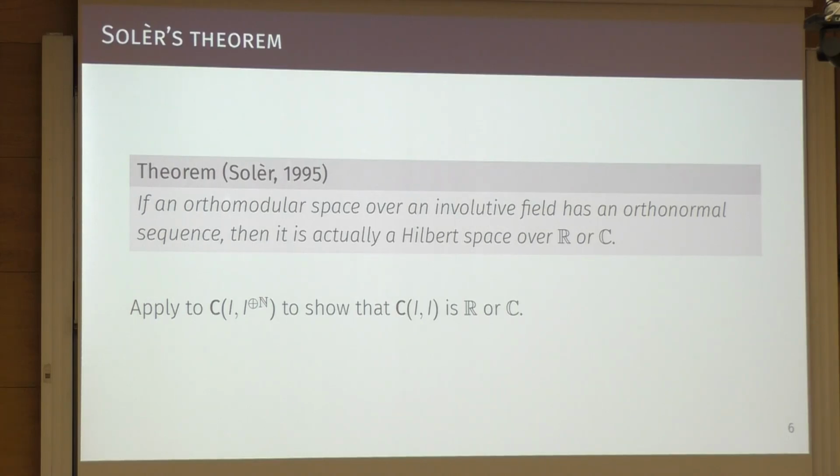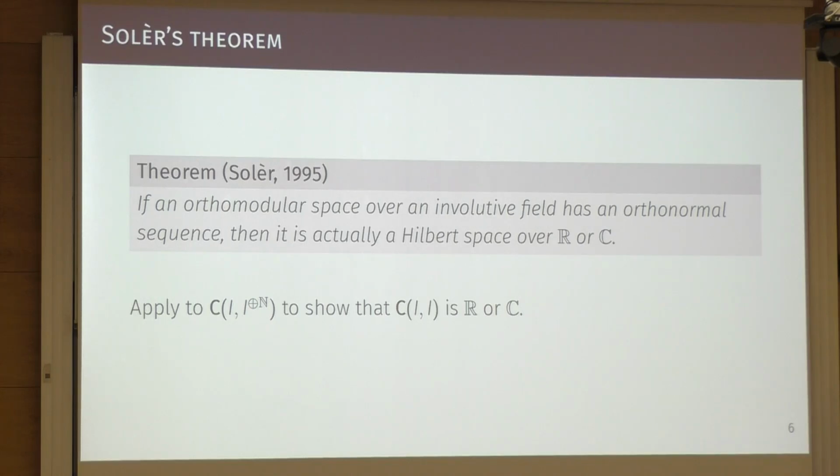But if we want to do finite-dimensional Hilbert spaces, I think it should be clear now what the problem is. And that is that we can't actually construct this object I to the O plus n, because it shouldn't exist within the category of finite-dimensional Hilbert spaces. So if we don't have an orthomodular space with an infinite orthonormal sequence, we can't apply Solèr's theorem. So we need a different approach to prove that the scalars are R or C.